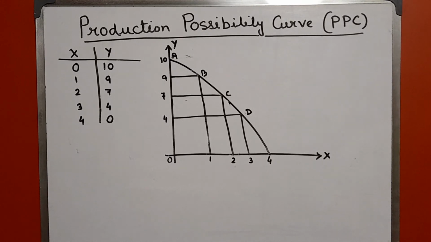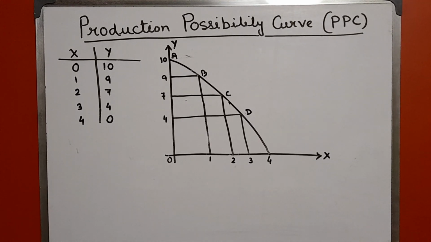Now, given this situation, I have drawn a chart. At the left end of the board, you will find a chart of X and Y. Now see, when X is 0, that means when no X is produced, 10 units of Y could be produced. And when 1 unit of X is produced, then 9 units of Y could be produced. Similarly, when 4 units of X are produced, then 0 units of Y.